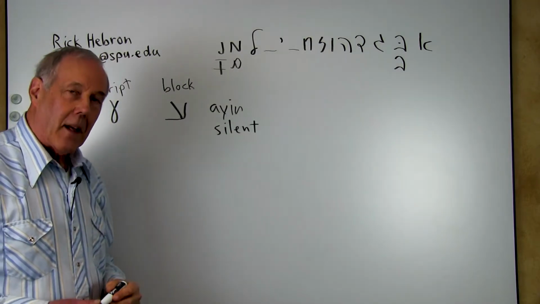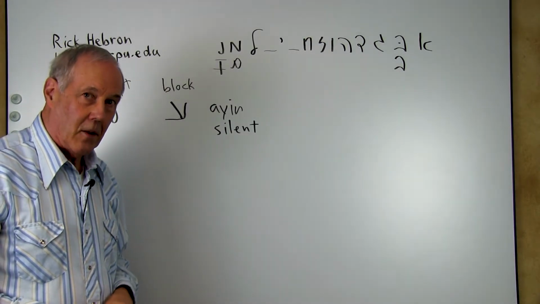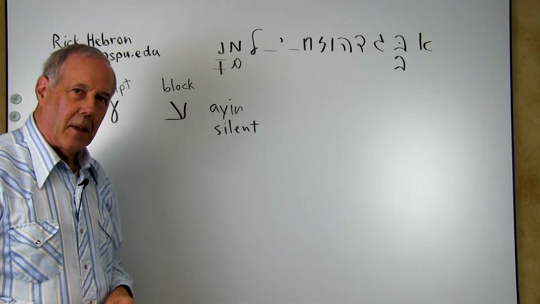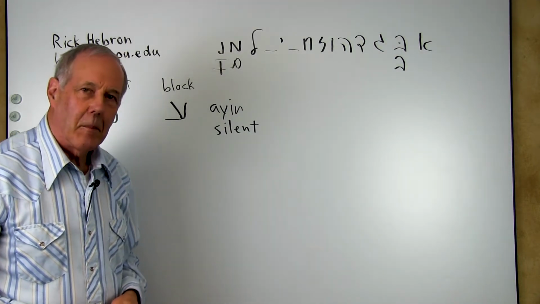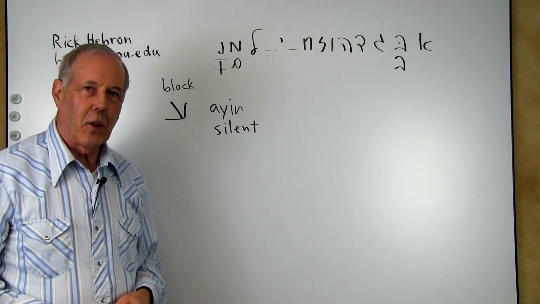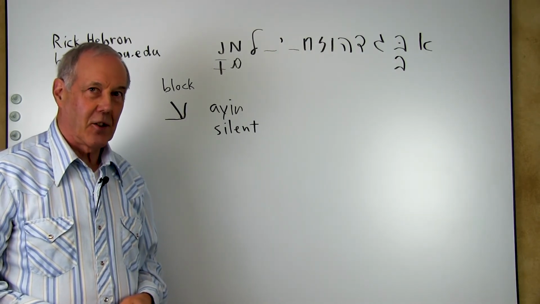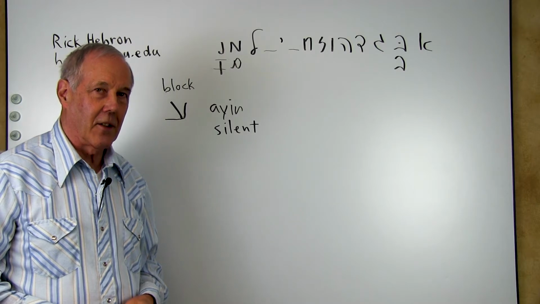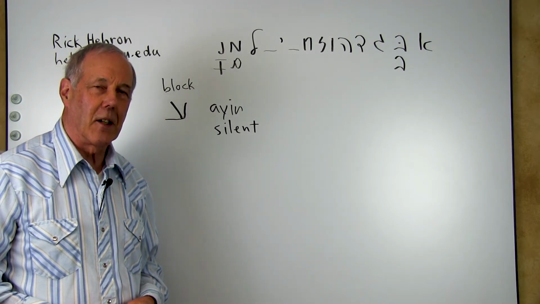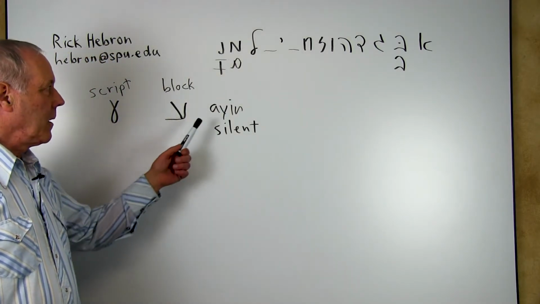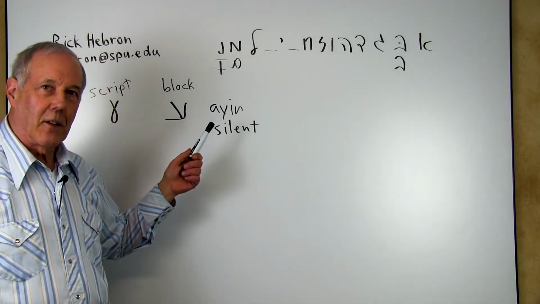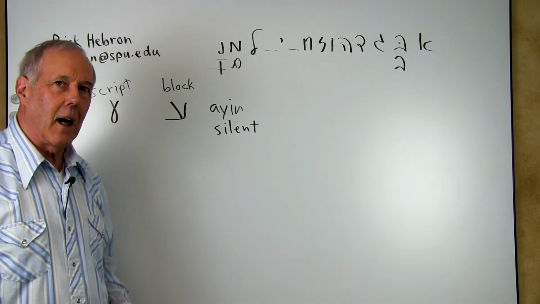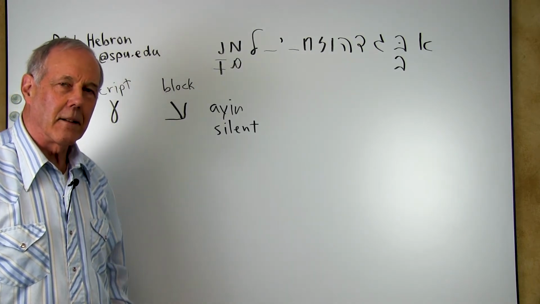Historically, it had a guttural sound, and it's a little bit like the glottal stop that we talked about with the aleph, but the difference is that it's vocalized, so you're trying to stop yourself from saying it, and then you force the air through anyway. To say this word right here with the historical sound of this letter, you'd say ayin, ayin.